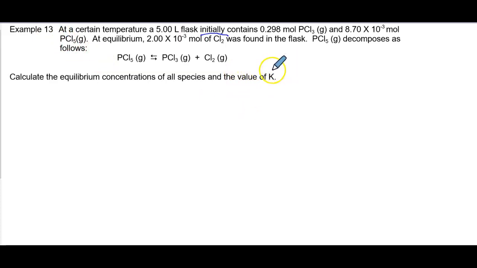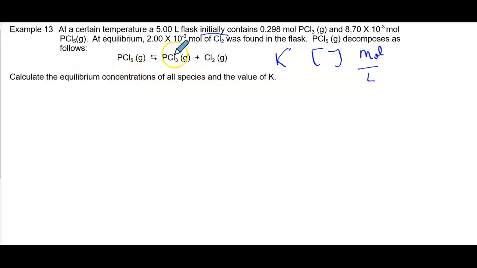Okay, so as I look at this problem, I've got this as my chemical equation. I have some moles of PCl3, some moles of PCl5, a volume, and some moles of Cl2. So right off the bat, I know I'm probably going to be dealing with K, and I will need square brackets, or moles over liters. It says calculate the equilibrium concentration for all species and the value of K. So that's what we have to do.